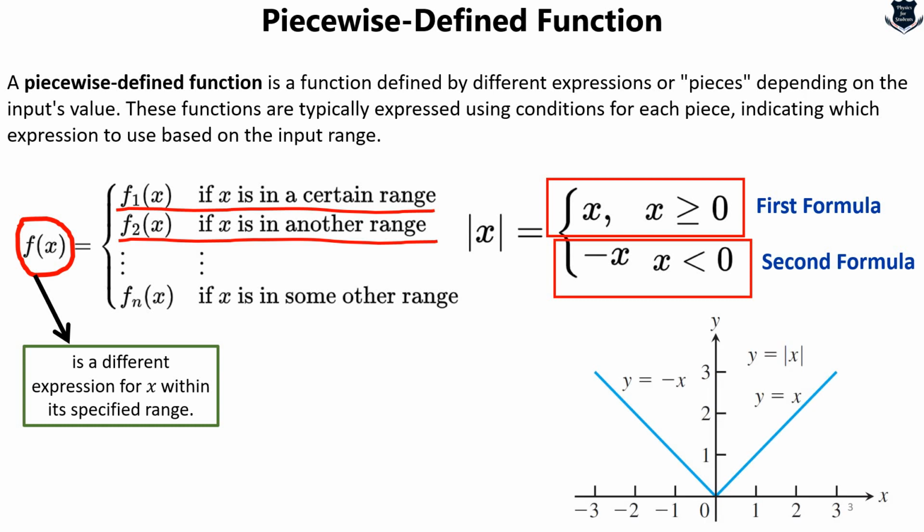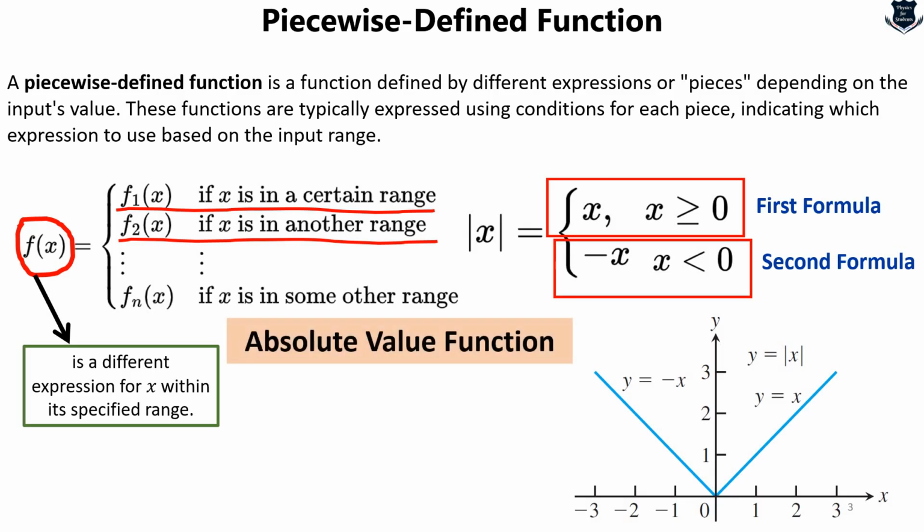Now from here we get this kind of graph. If you look closely at this graph, you will see the right hand side of the equation means that the function equals x if x is greater than 0. This is also known as the absolute value function. We will come to that. Piecewise defined functions often arise when we need to plot certain real world model data.